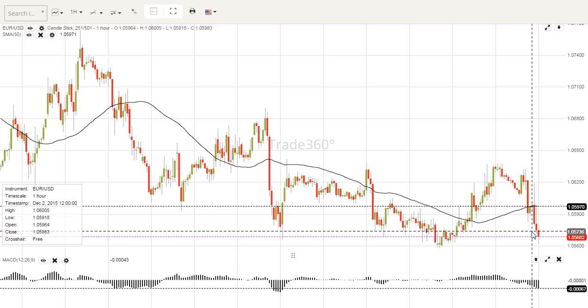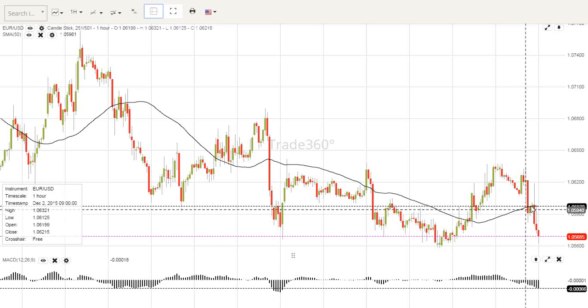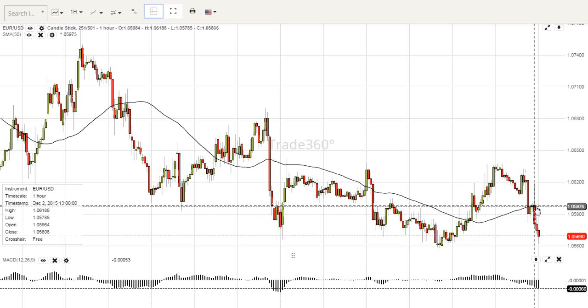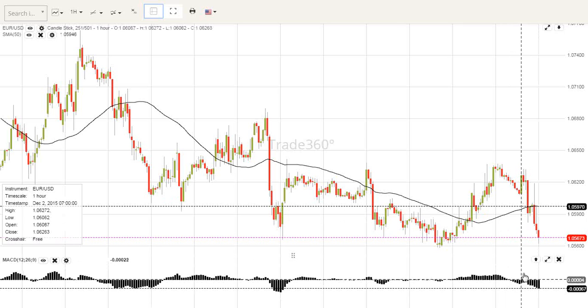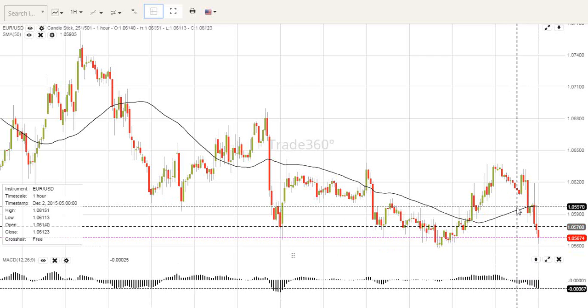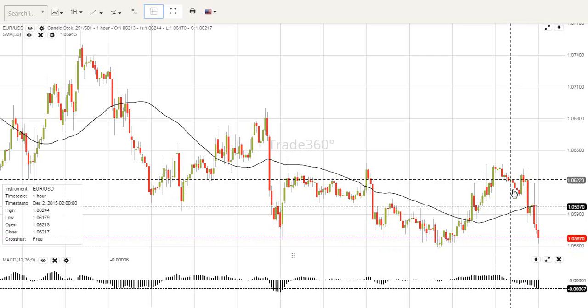So since it's broken, you can consider selling. Our moving average is supporting the entry because it is flat, turning downwards. And if you look at the MACD, MACD is below the zero line. Indeed, according to MACD, you could have started selling from as high as the 1.0623 level, and that would have been a good position for you. This is for euro dollar.